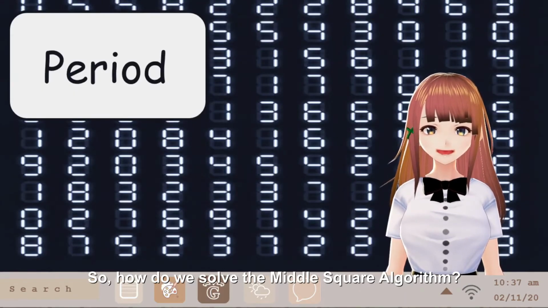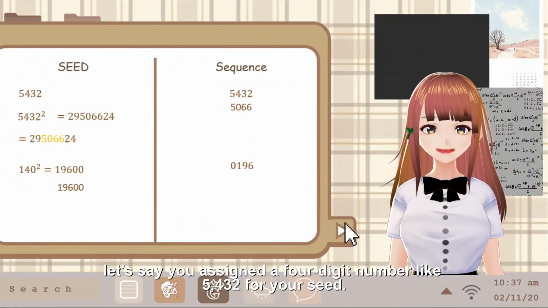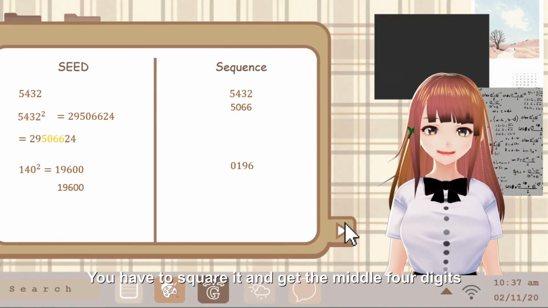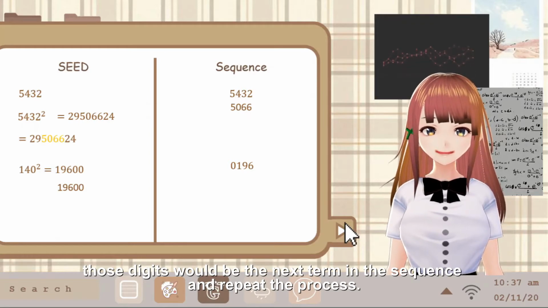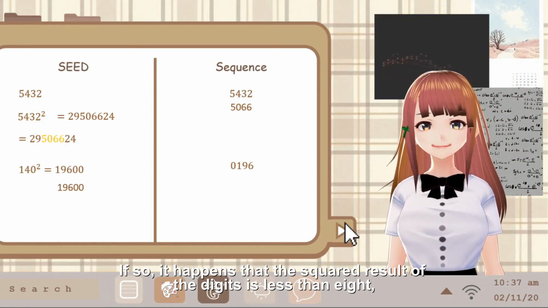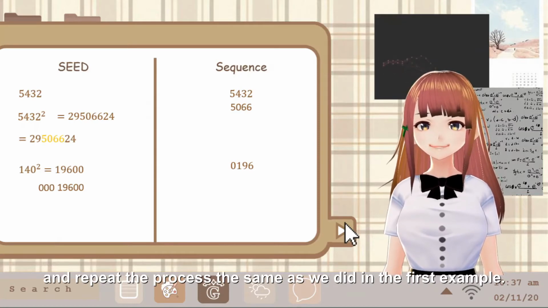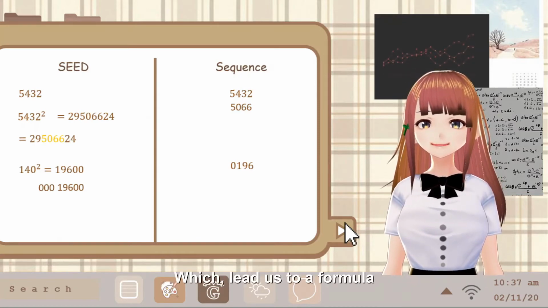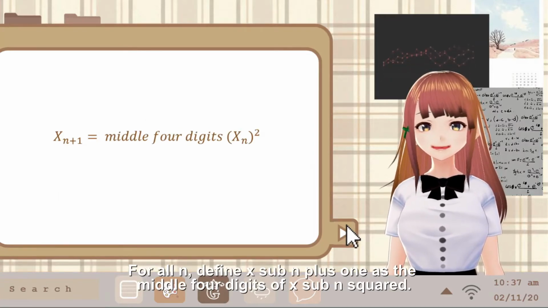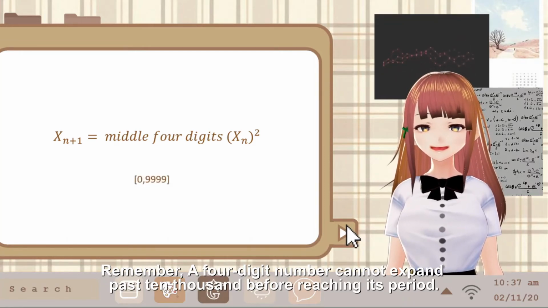So, how do we solve the middle square algorithm? Let's have an example. Let's say that you assigned a 4-digit number like 5,432 for your seed. You have to square it and get the middle 4 digits. Those digits would be the next term in the sequence, and repeat the process. If it so happens that the squared result has fewer than 8 digits, fill in leading zeros until it becomes 8 digits long, and repeat the process the same way we did for the first example, which leads us to a formula for all n. Define x sub n plus 1 as the middle 4 digits of x sub n squared. Remember, a 4-digit number cannot expand past 10,000 before reaching its period.